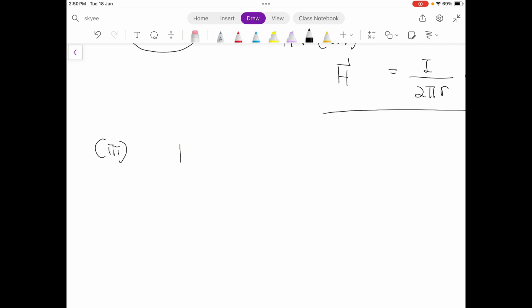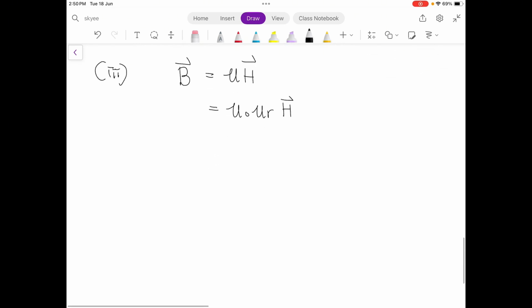So B is equal to mu H, and the mu actually is mu naught multiplied by mu r. Just now you mentioned that mu r is equal to 1, right? So we only have this mu naught. So B is equal to mu naught multiplied by H.